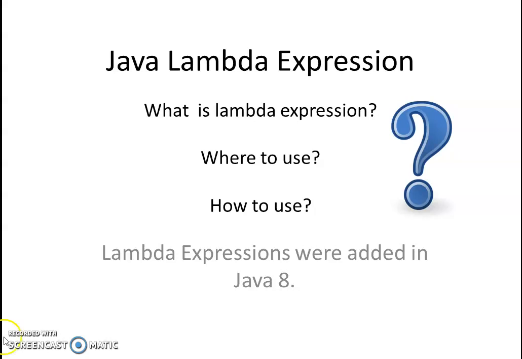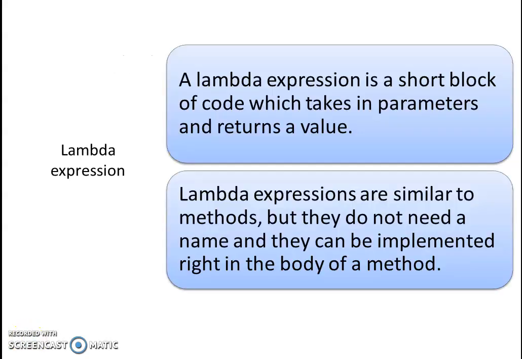So let's get started. Basically, it is a Java feature that was added in Java 8. A lambda expression is a short block of code which takes parameters and returns a value. When we say it takes parameters and returns a value, that is a feature of a method. So it is similar to methods, but unlike a method, it does not need a name, and lambda expressions can be implemented right in the body of a method.